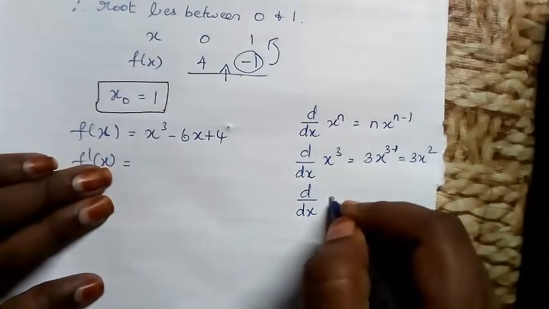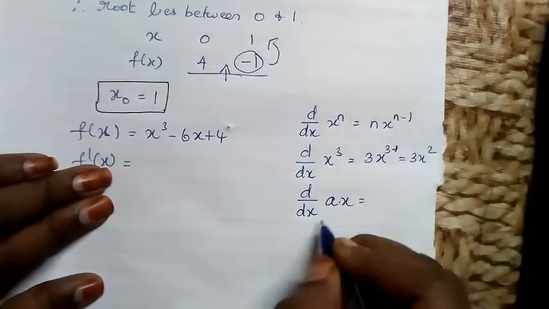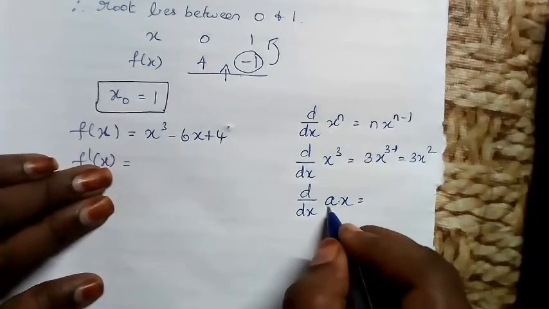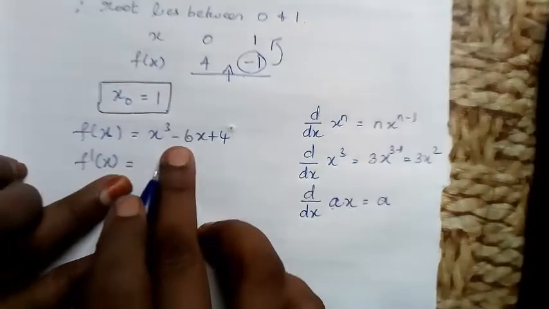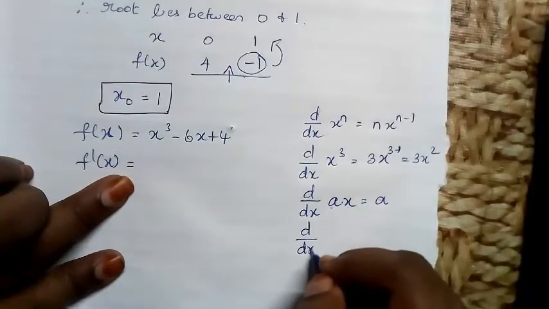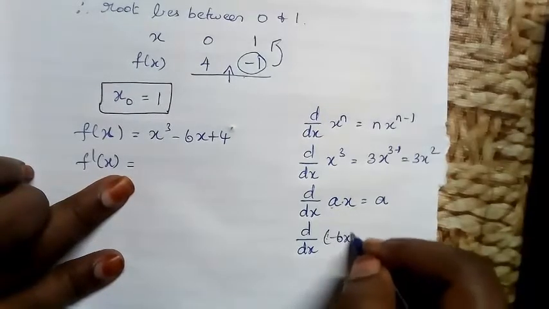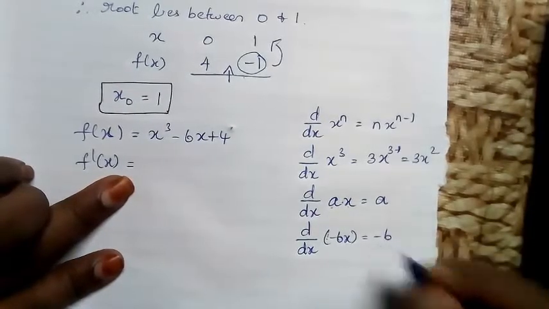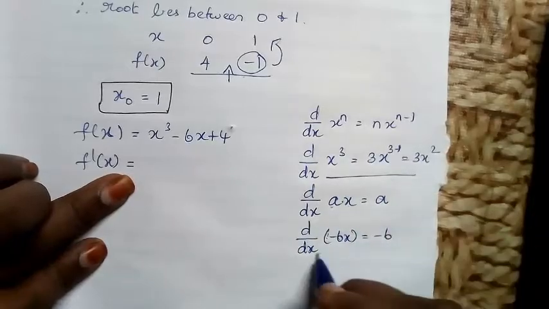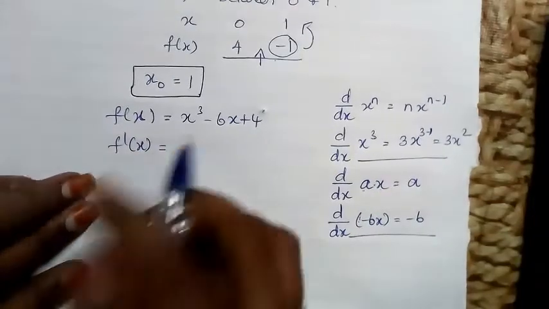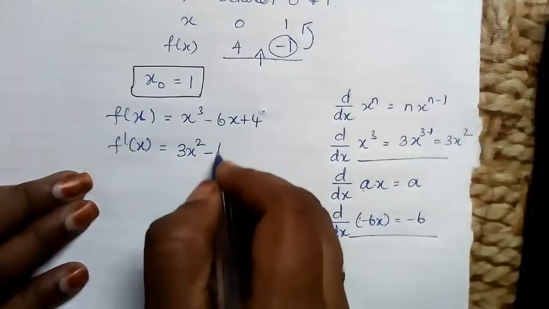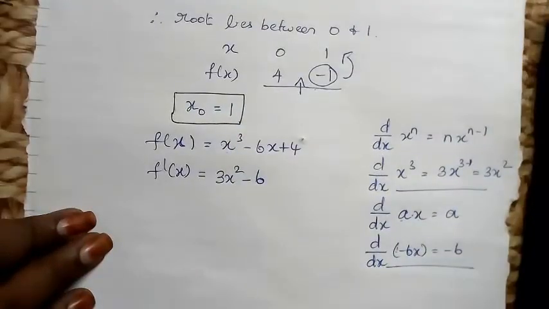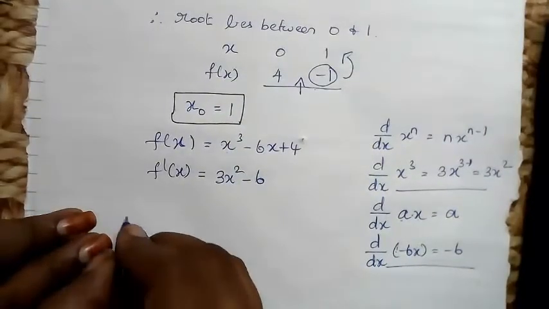Similarly, the differentiation of a into x, where a is the coefficient of x, is a. Here we have minus 6. So the differentiation of minus 6x is minus 6. So these are the differentiated values. This equation becomes 3x square minus 6. Let us apply all these values to get the approximated value.